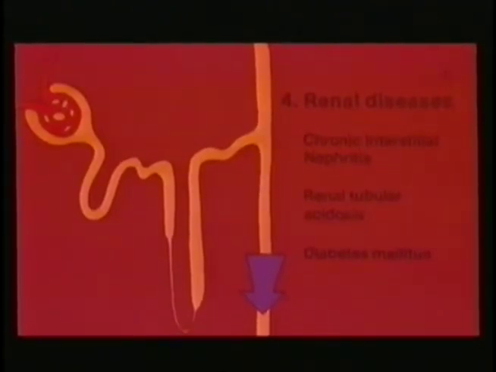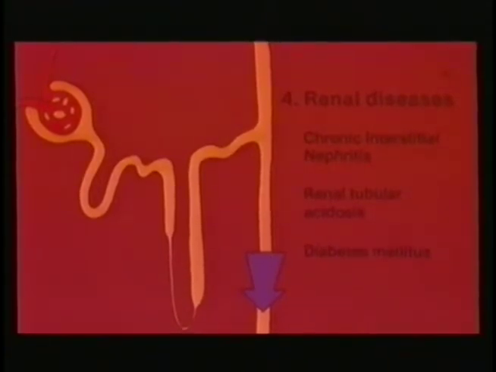The fourth cause of losses of potassium may be associated with some diseases affecting the kidney, such as chronic interstitial nephritis, renal tubular acidosis, and diabetes mellitus.